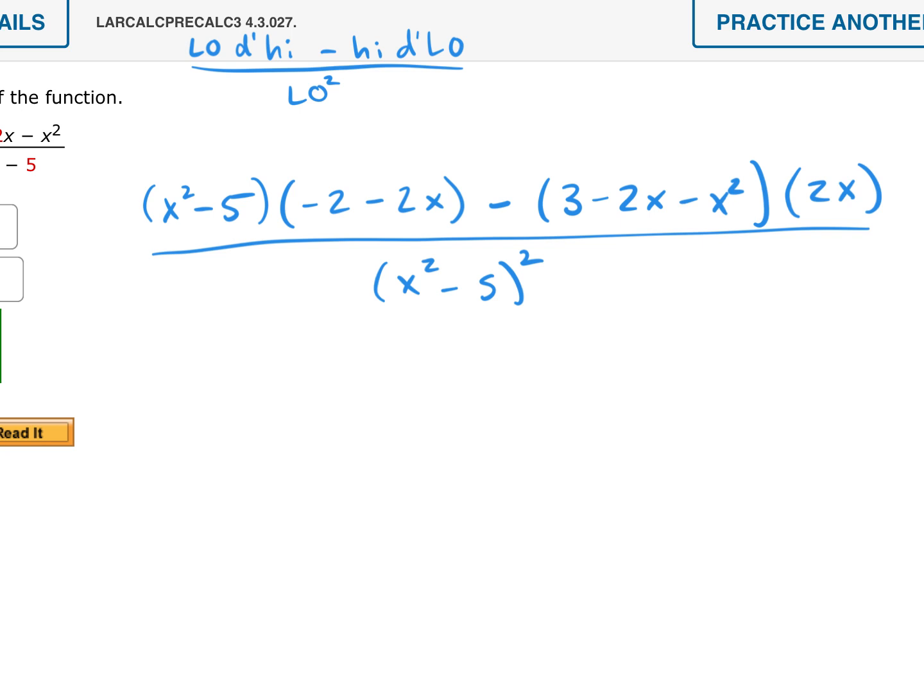So now we want to simplify. The other class asked, is it possible to cancel out the x squared minus 5s because I have one in the top and the bottom? But I don't have one in both terms on top, so you can't just cancel. In this step, nothing's going to cancel out. You're going to have to FOIL or distribute to simplify. So you can't just cancel them out.